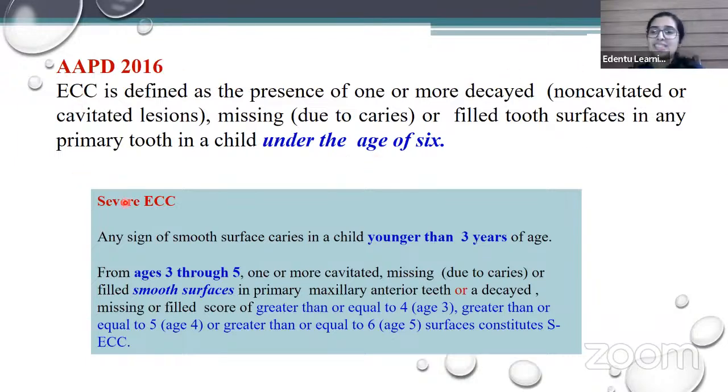Now talking about severe ECC. Any sign of smooth surface caries in a child younger than 3 years of age, or from the ages of 3 through 5, one or more cavitated, missing or filled smooth surfaces in primary maxillary anterior teeth, or a decayed, missing or filled score of greater than or equal to 4 at age 3, greater than or equal to 5 at age 4, or greater than or equal to 6 in the age group of 5 surfaces, constitutes severe ECC. So just have an idea regarding the definition of ECC as well as severe ECC.